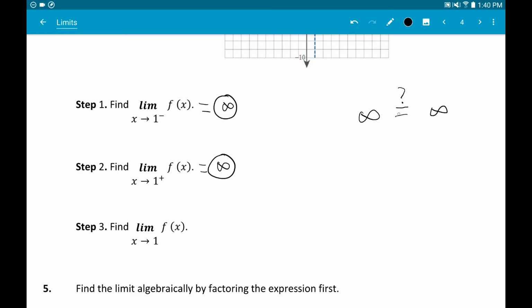So what we should be saying is infinity does not equal infinity. And remember, if they don't equal each other, that means we say we do not have a two-sided limit. So in other words, it doesn't exist.